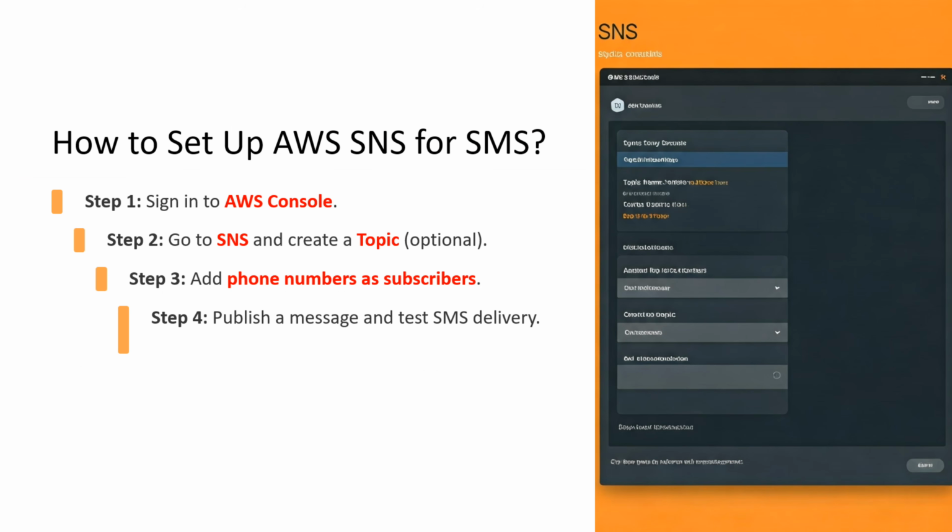How to set up AWS SNS for SMS? Step 1 is sign into AWS Console. Step 2 is go to SNS and create a topic. Step 3 is add phone numbers as subscribers. Step 4 is publish a message and test SMS delivery.